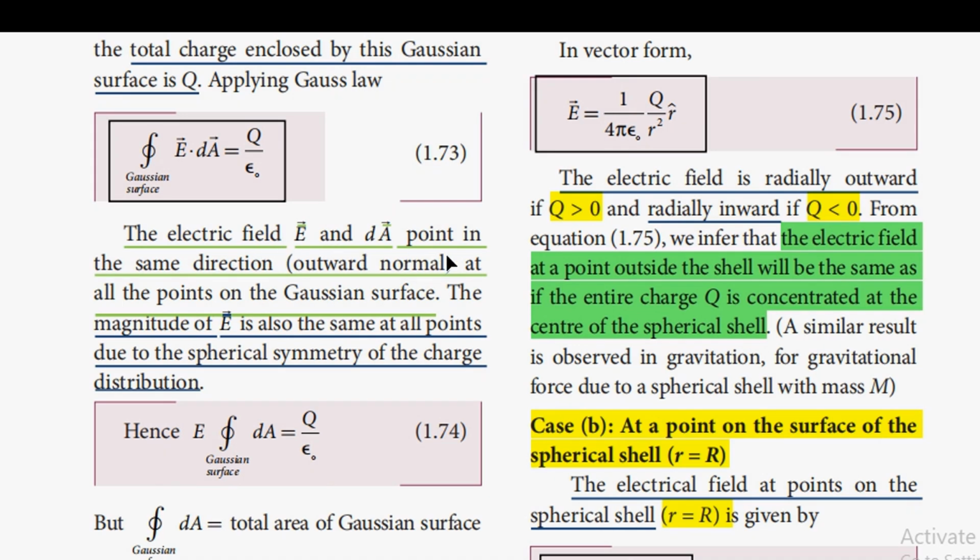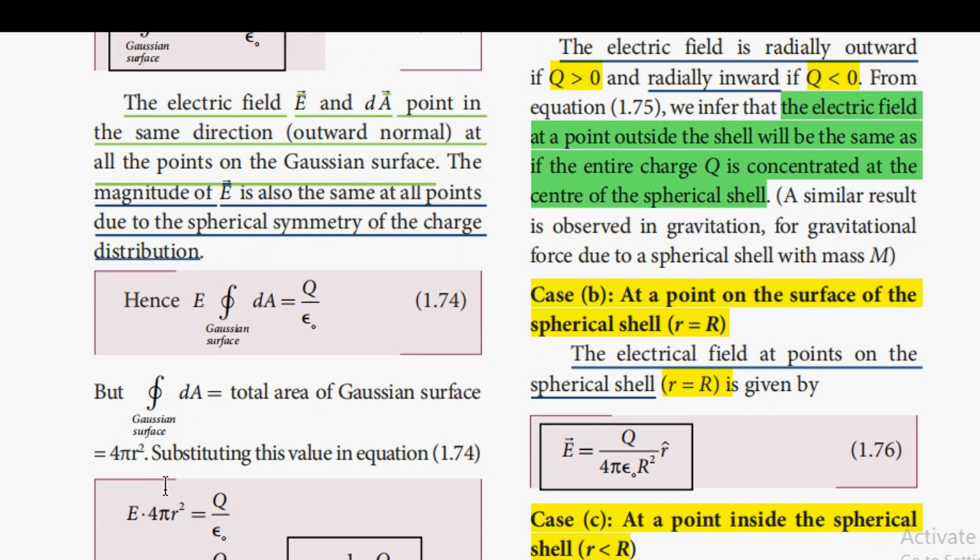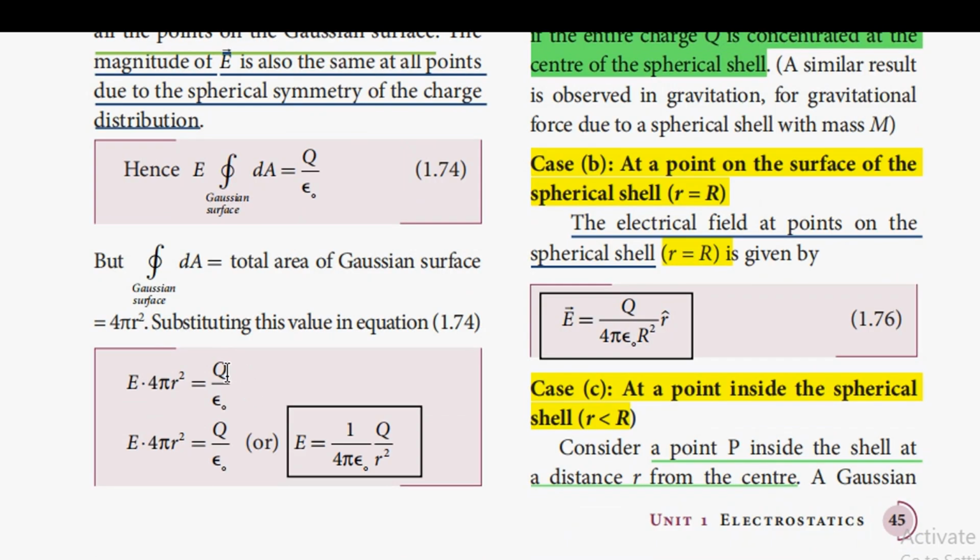The electric field E and dA point in the same direction, the outward normal, at all points on this Gaussian surface. The magnitude of E is also the same at all points due to the spherical symmetry of the charge distribution. So the equation can be written as E times the closed integral of dA equal to Q by epsilon naught. But this integral of dA is equal to the total area of the Gaussian surface, that is 4 pi r squared. So substituting this value in equation 1.74, you have E equal to 1 by 4 pi epsilon naught Q by r squared.